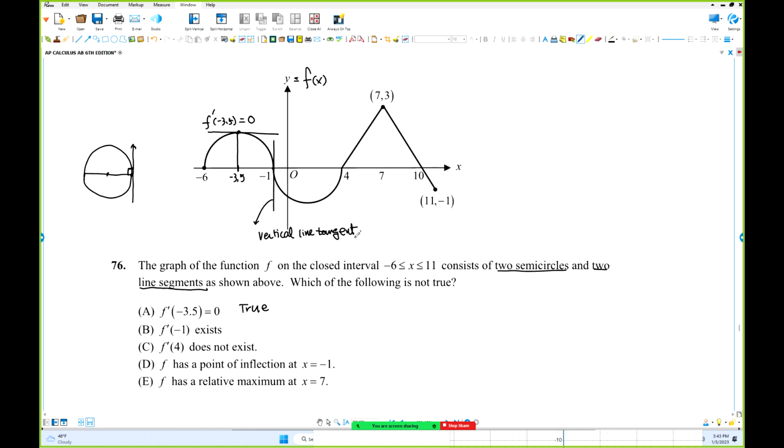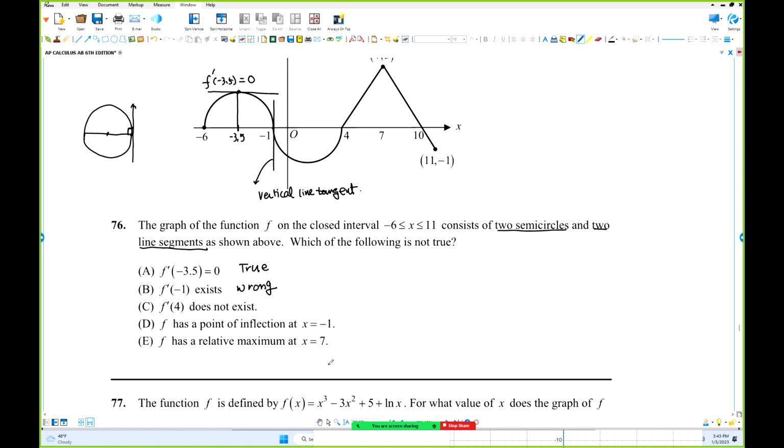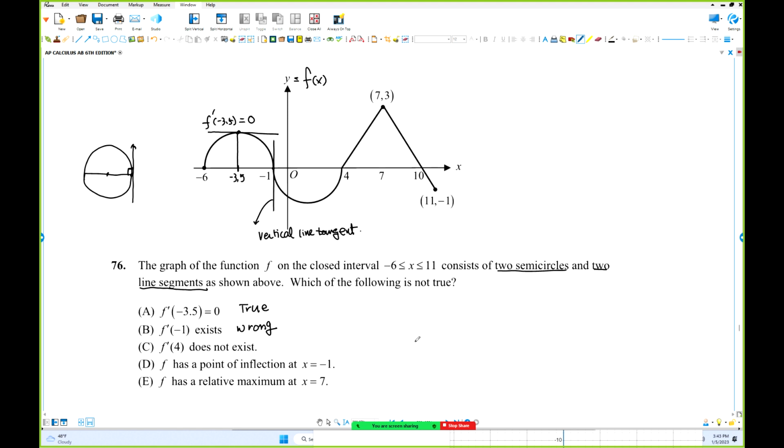But for this vertical tangent line, the derivative does not exist. D and E, okay? Because that is a vertical line. This is wrong. That is not true. We continue to check C, D, E, okay? F prime of 4 does not exist. That's right, at this point.